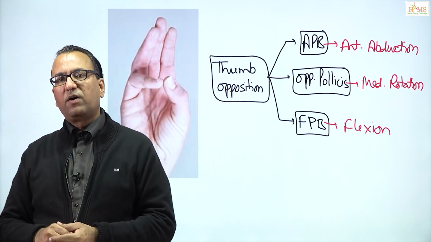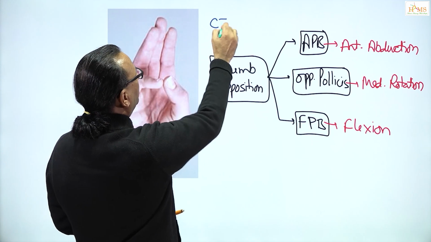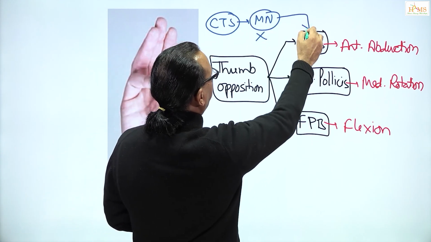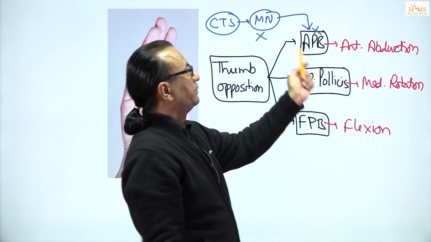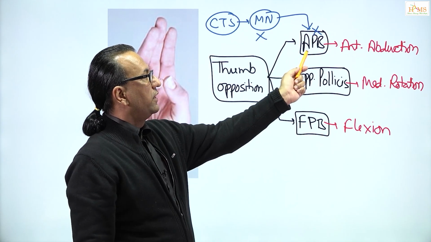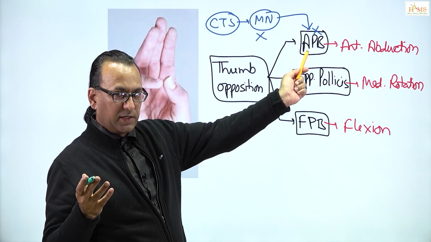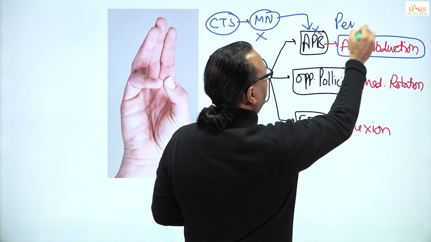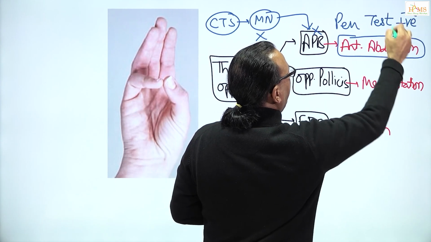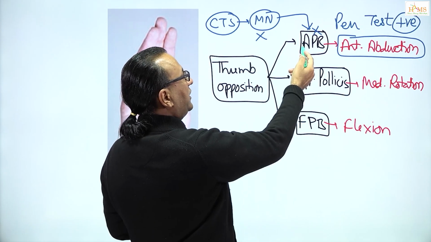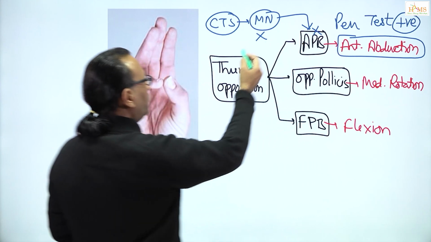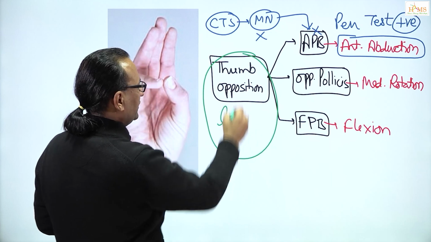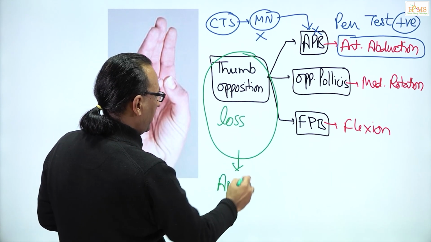Now, if it is a case of carpal tunnel syndrome leading to compression of the median nerve, leading to paralysis of the abductor pollicis brevis, since the abductor pollicis brevis is purely supplied by the median nerve, there will be no possibility of anterior abduction of the thumb. Actually, the pen test will become positive. The thumb cannot do anterior abduction. It will remain in ADD, adducted deformity. And this will lead to loss of thumb apposition.